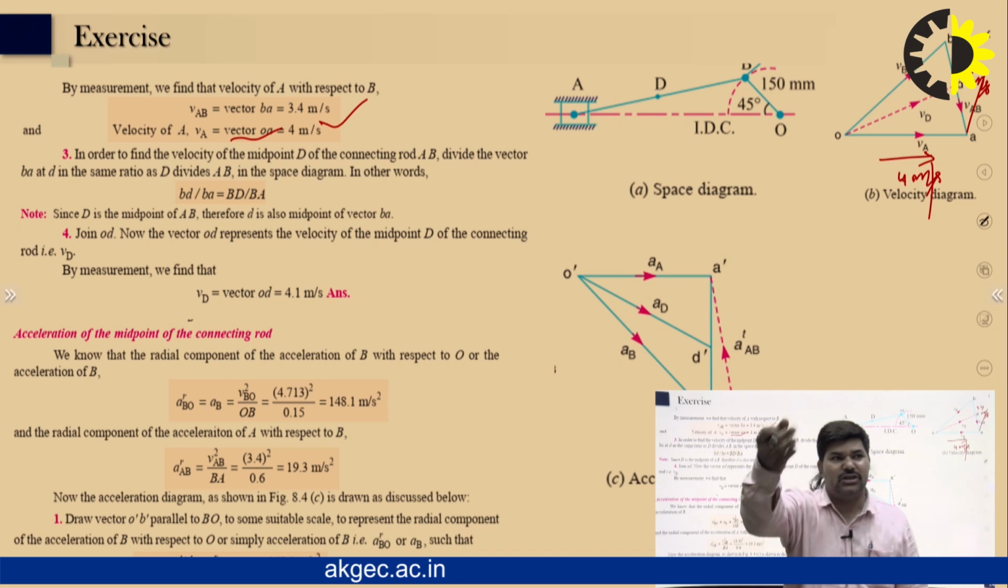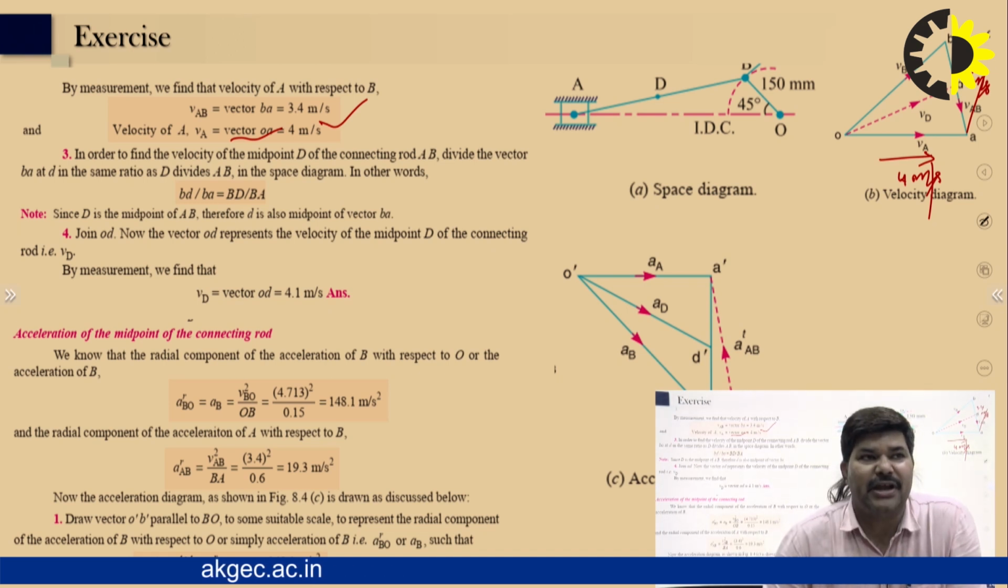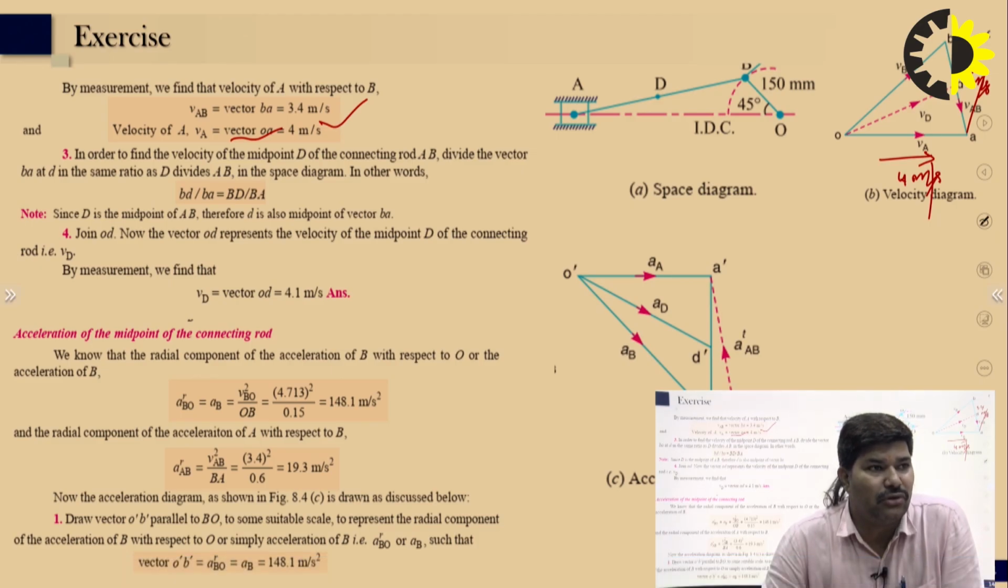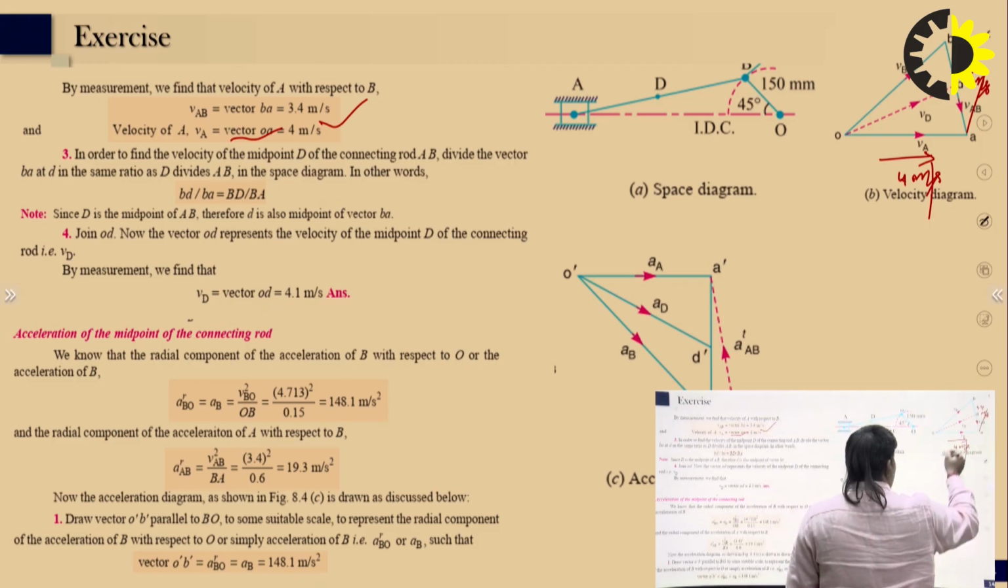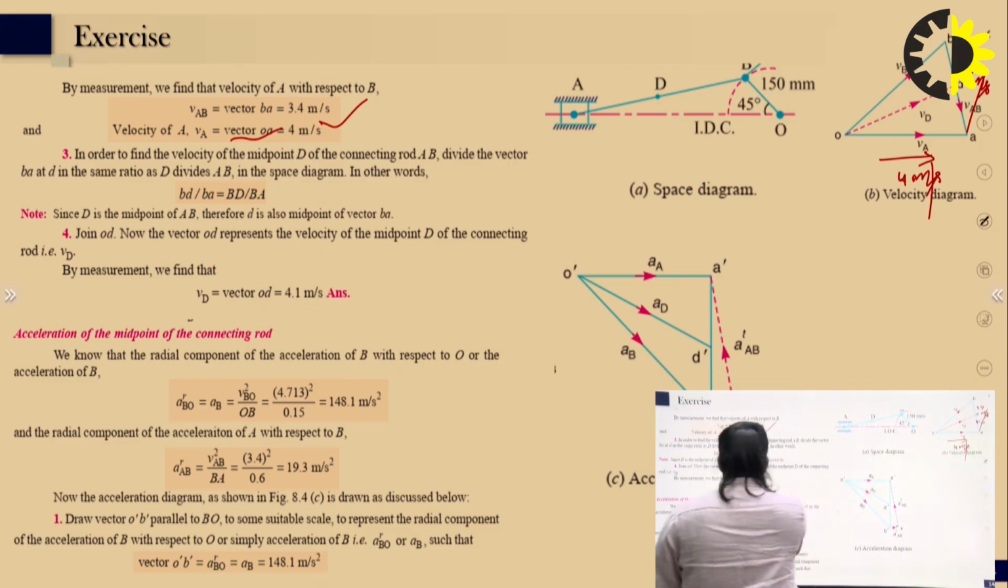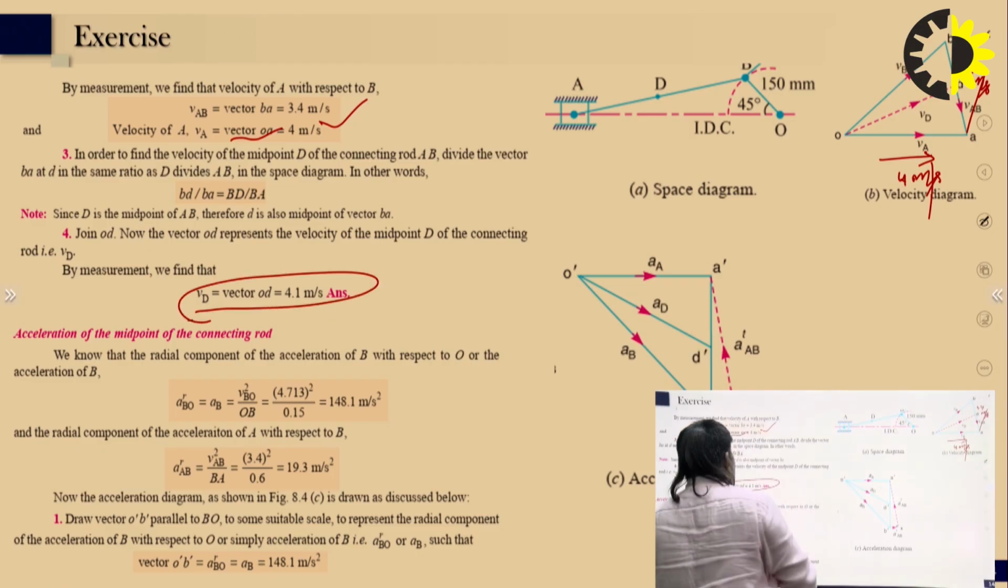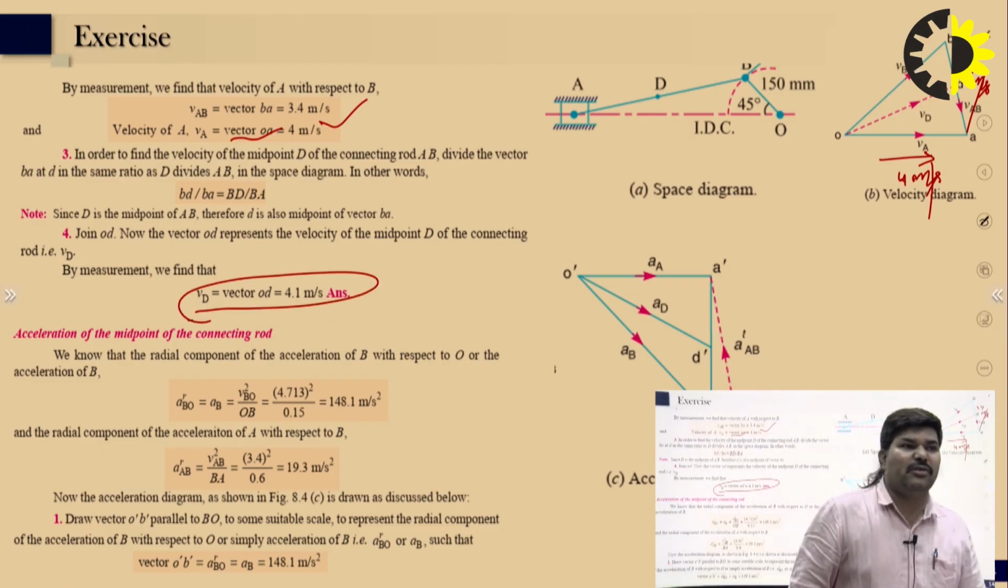After that, the velocity of the midpoint D of the connecting rod AB is divided in the vectors in the same ratio. So you can see in the same ratio you can divide it in this and find out the velocity of D. By the measurement we find the vector D equal to 4.1 meter per second.